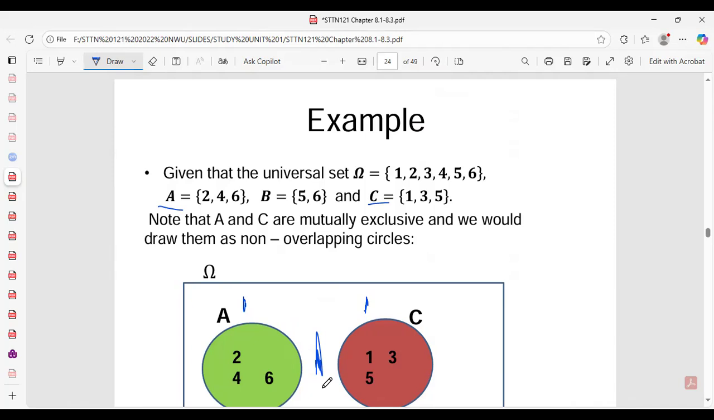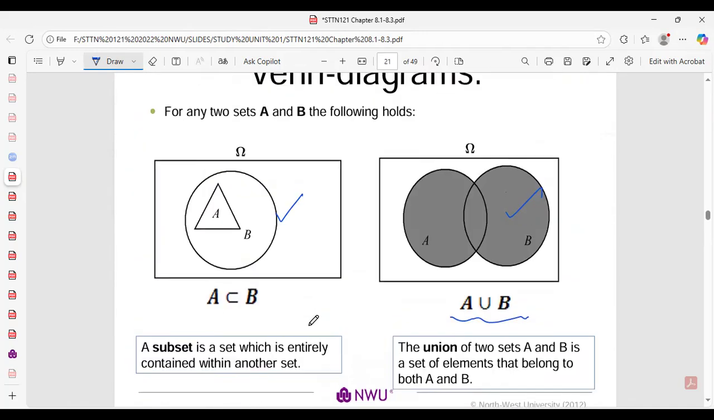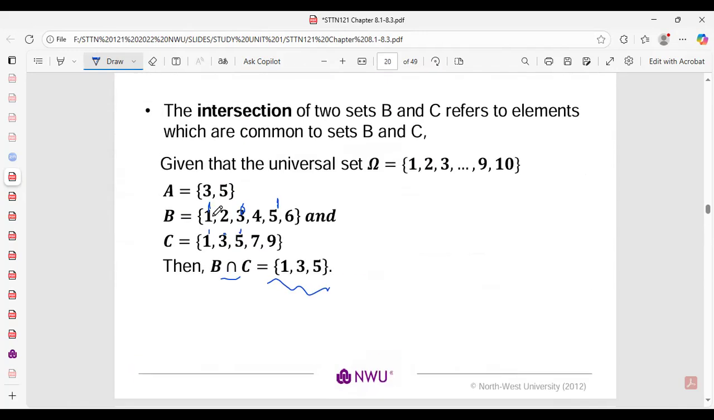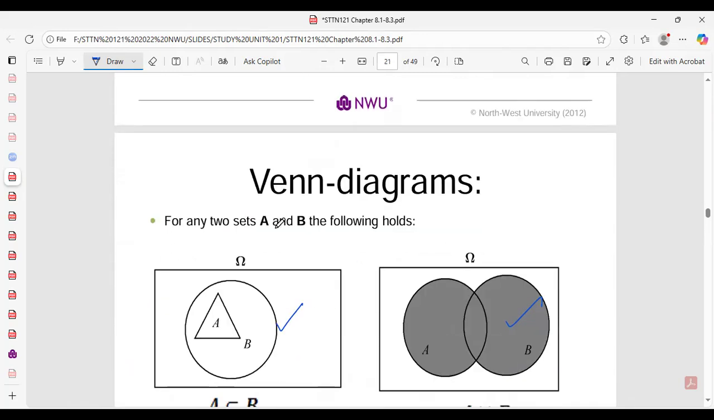For example, you saw on that question, it was 1, 3, 5 on this one. It was 1, 3, 5 on this one. You see 1, 3, 5, both of them. This is where you're going to find the intersection.